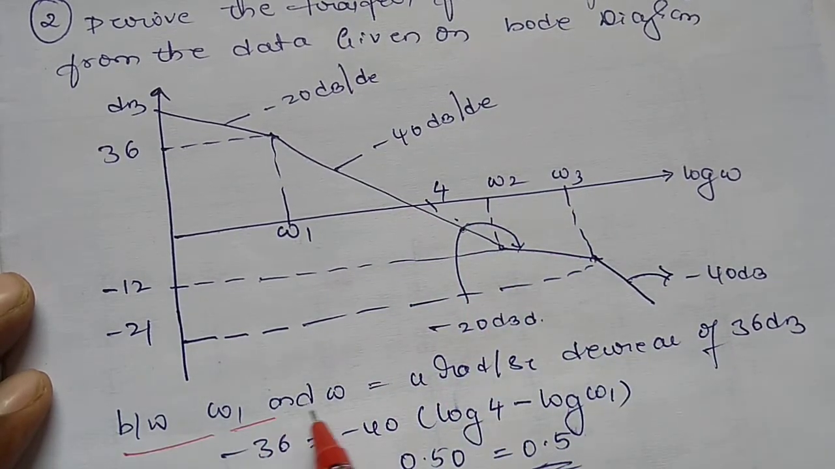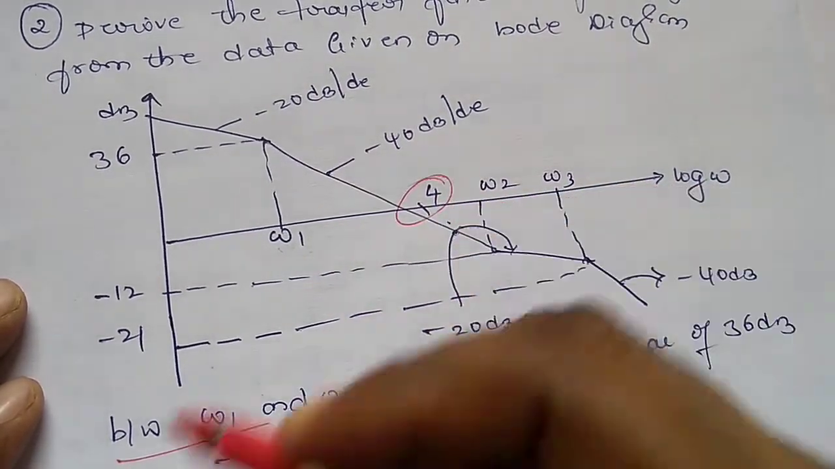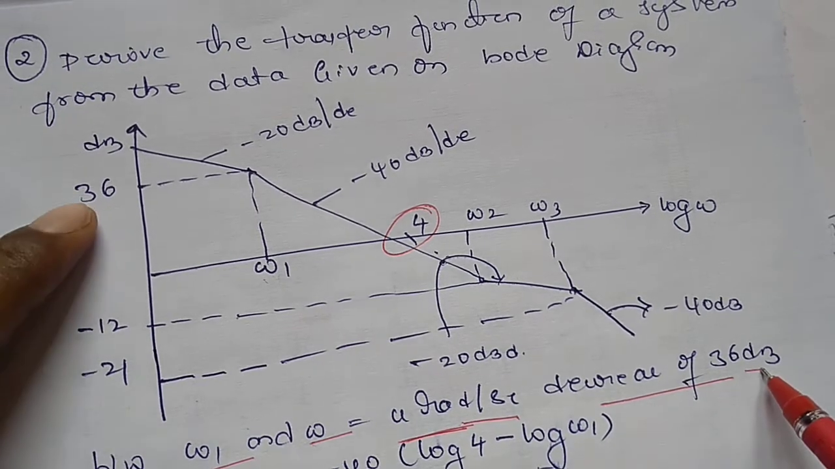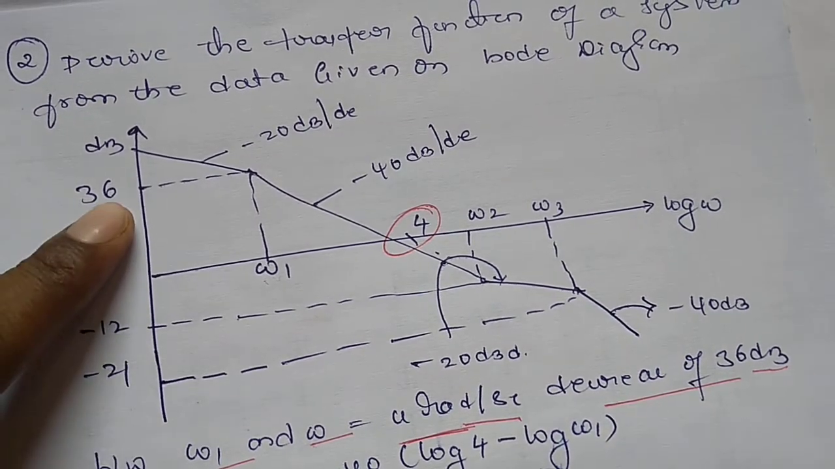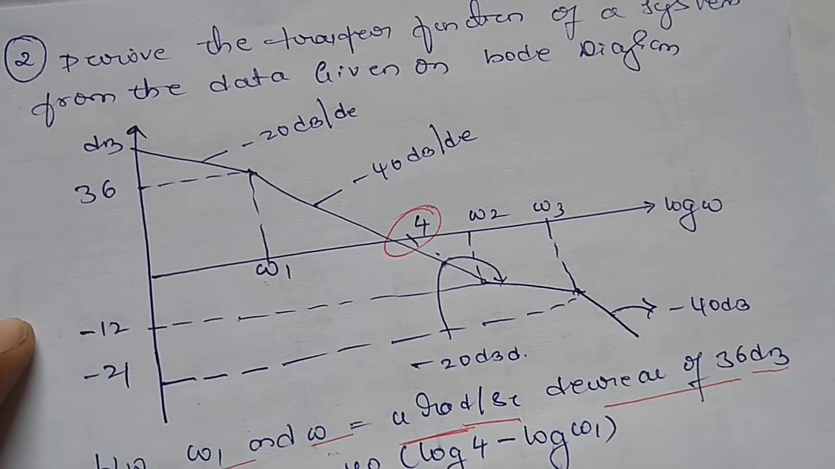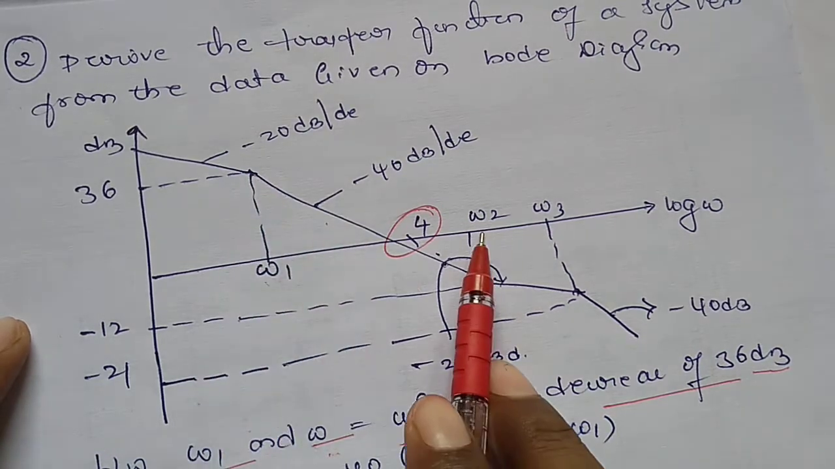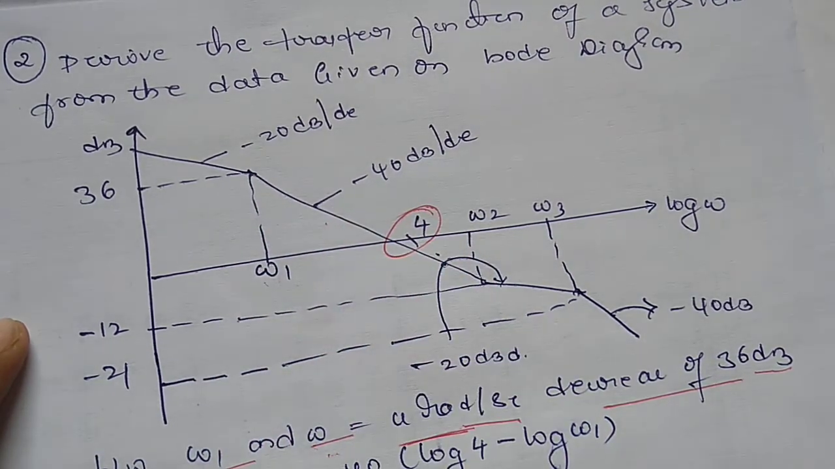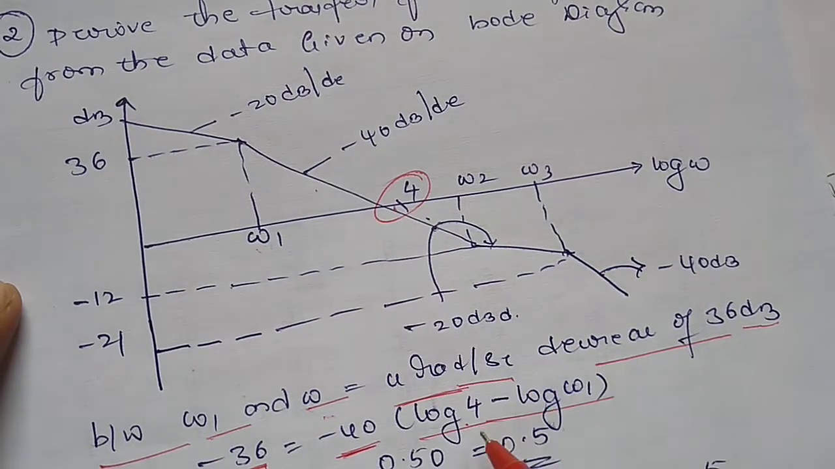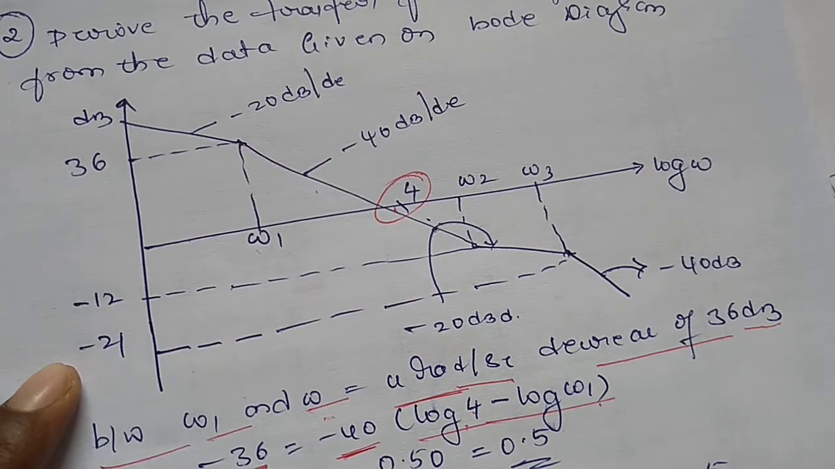Between omega 1 and omega, that is 4 radians per second, this is the value of frequency, 4 radian per second, and the magnitude decreases by 36 dB per decade. So the magnitude at omega 1 is 36. This slope from this point to this point is 40 dB per decade. For the corner frequencies, the first corner frequency uses log of 4 and log of omega 1. Therefore we will get omega 1.